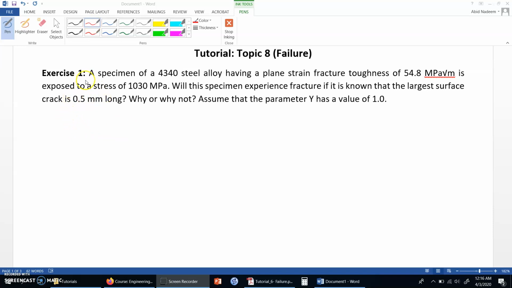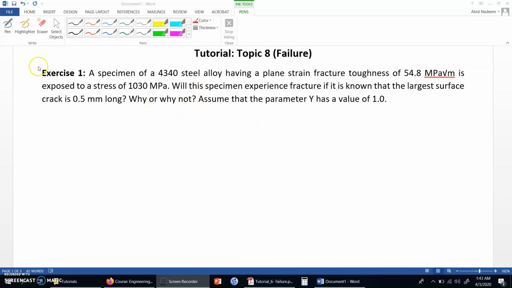Okay, so this is problem number one for this tutorial, which is on topic 8, failure. A specimen of a 4340 steel alloy having a plane strain fracture toughness of 54.8 megapascal root meter is exposed to a stress of 1030 megapascal. Will this specimen experience fracture if it is known that the largest surface crack is 0.5 millimeter long? Why or why not? Assume that the parameter Y has a value of 1.